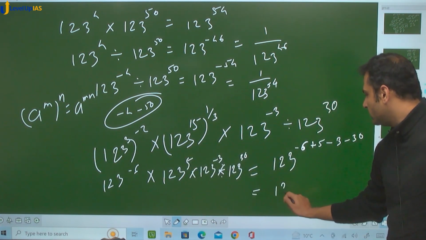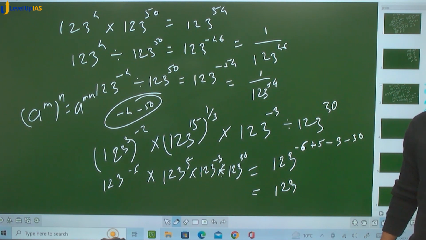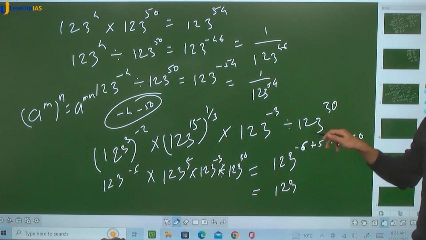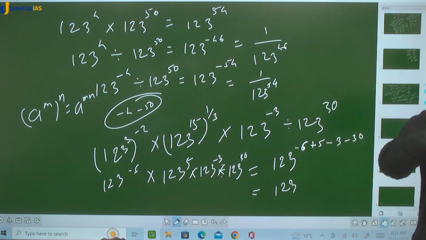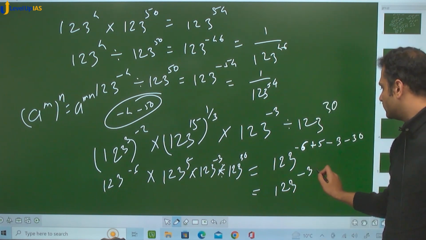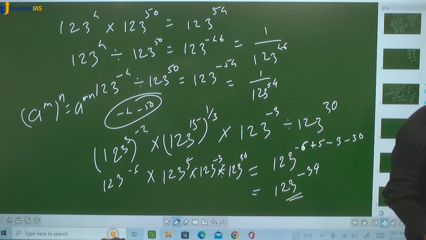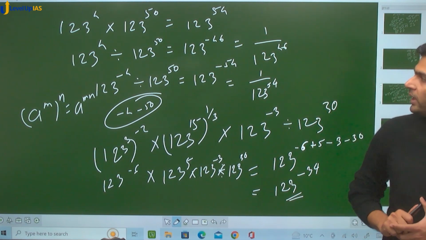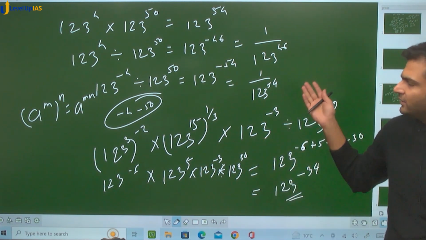The same as 123 raised to, what is this? Minus 1, minus 3, minus 4, minus 34. Minus 30, and this is minus 6 plus 5, minus 1. So minus 1 plus minus 3 is minus 4. Minus 4 minus 30 is minus 34. This is how you deal with exponents. Clear? You can take a few more questions on your own. Just take any random numbers, frame questions like this and practice.